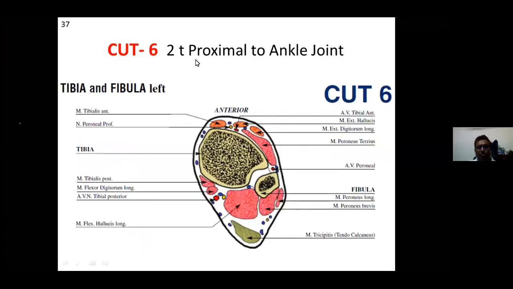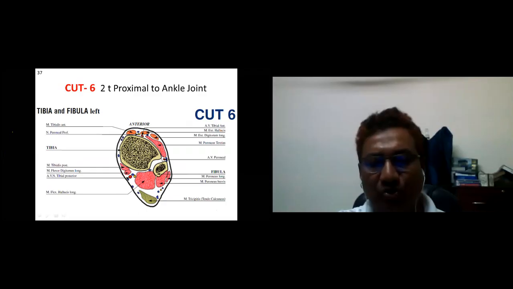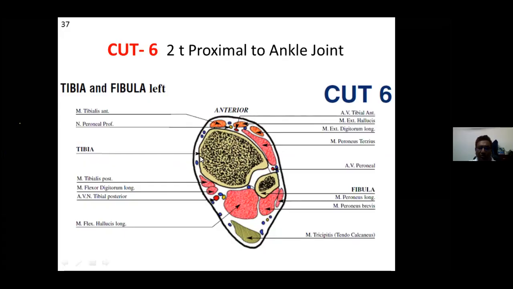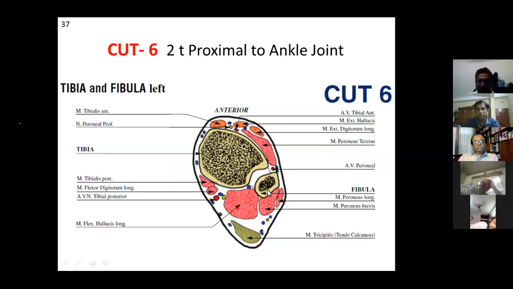Cut 6, it is 2T proximal to the ankle joint. Here you see all the structures in the posterior part and some are in the anterior part. And there are no structures medially and laterally. Major tendons are palpable here. This is the tendon Achilles. Tibia is subcutaneous intramedially and fibula is posterolaterally.